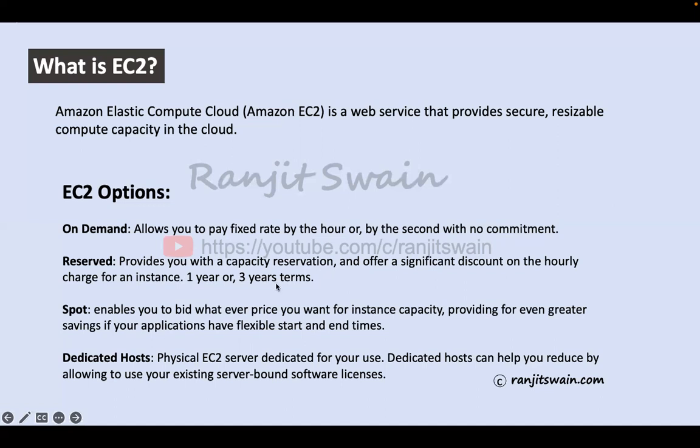Reserved provides you with a capacity reservation and offers a significant discount on the hourly charge for an instance, with a 1 year or 3 year term. Spot enables you to bid whatever price you want for instance capacity, providing even greater savings. Dedicated Host is a physical EC2 server dedicated for your use, which can help you reduce costs by allowing you to use your existing server-bound software. So let's elaborately know what these options are.